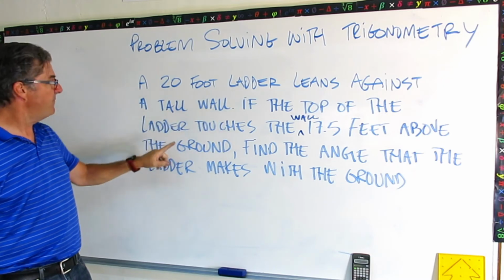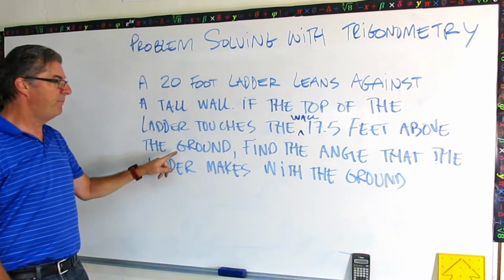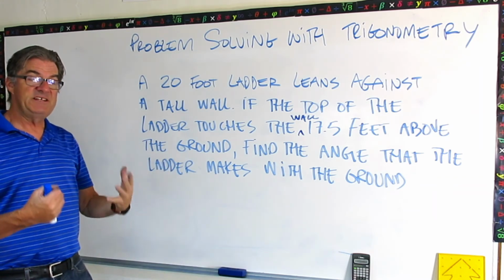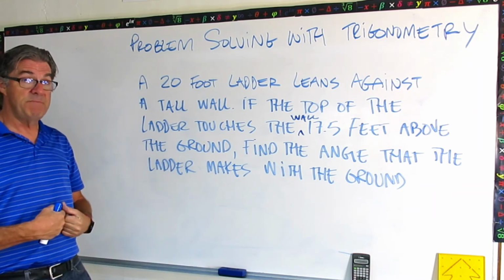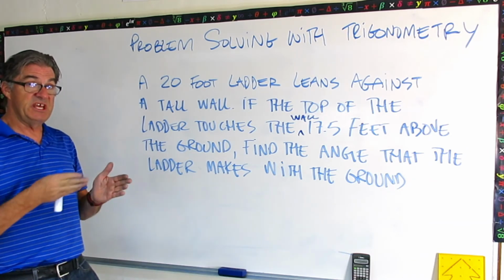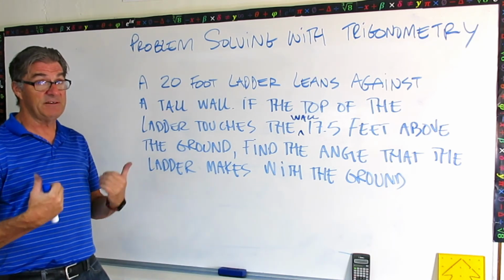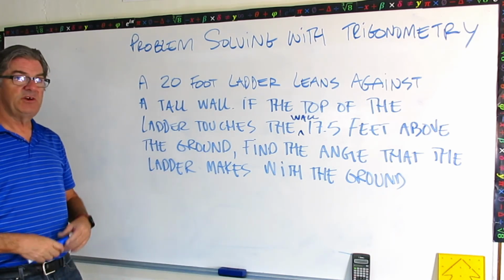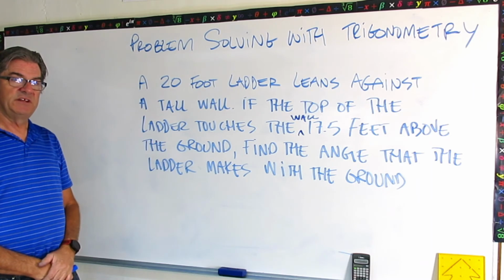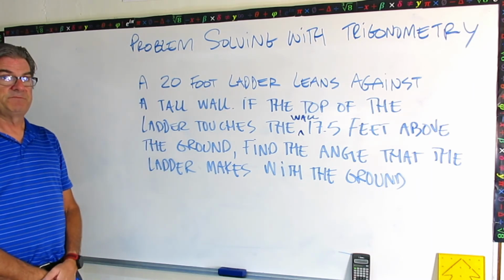Now, if the top of the ladder touches the wall 17.5 feet above the ground, find the angle that the ladder makes with the ground. So you know right away here that we're going to use inverse trigonometry because we need to find an angle this time, not a length. All right, so pause the video right now and see if you can sketch in a diagram of this situation.